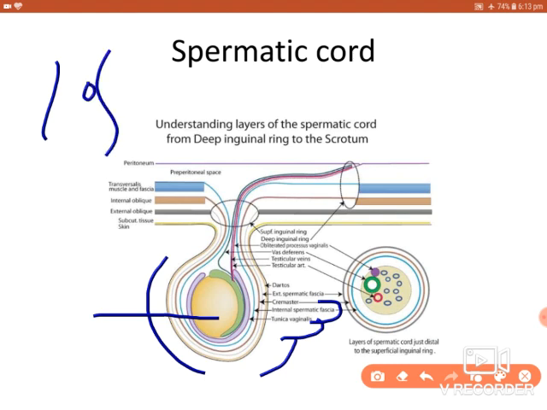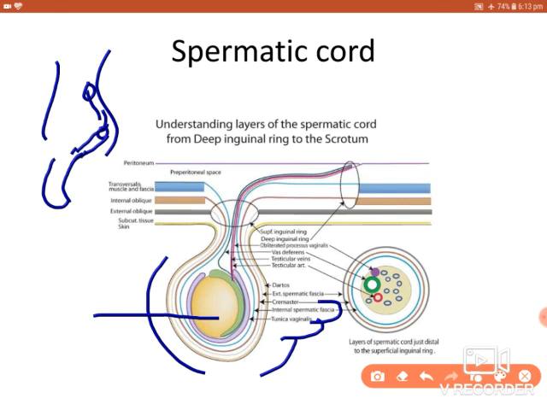Then it descends from the lumbar region to the iliac fossa, then towards the inguinal canal, then finally to the scrotum. While descending, a part of the peritoneum also descends along with the testis, and part of the anterior abdominal wall muscles, along with the fascia transversalis, also descends. That forms the coverings of the testis.